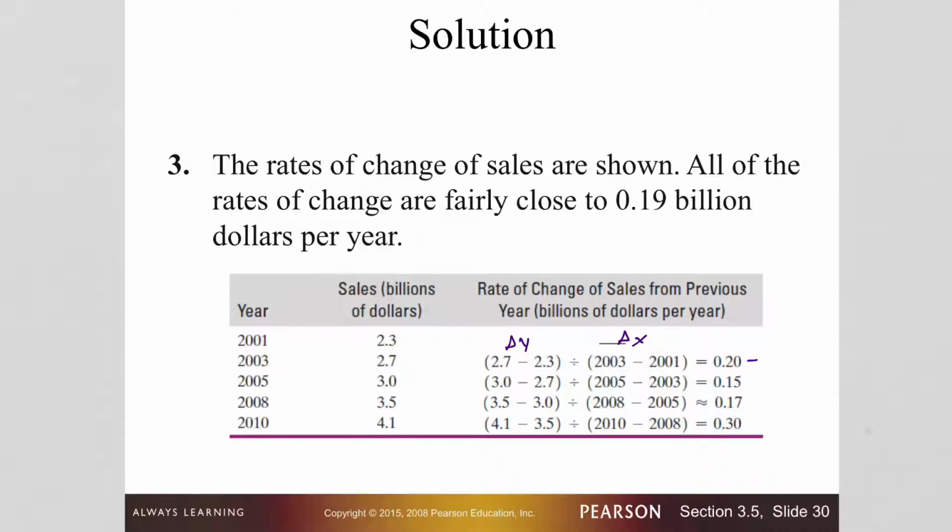0.2, 0.15, 0.17, 0.30. And so the rates of change are pretty close to $0.19 billion per year, which tells me that 0.19 is probably a pretty good slope for this. Now, it's not exact, but they're pretty close. You're not seeing anything that's way far off. So, not too shabby for the slope on this.